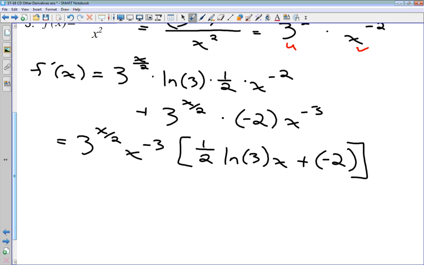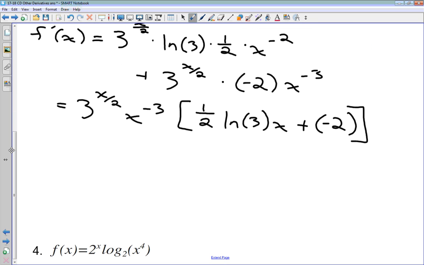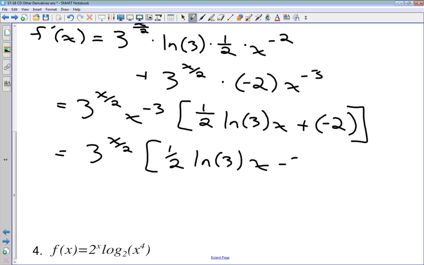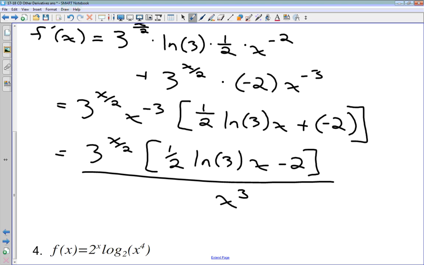Okay. So if we wanted to simplify to get rid of that negative exponent, we could change all of this back to 3 to the x over 2, 1/2 ln 3 x minus 2, all divided by x cubed. And that would be our final answer.